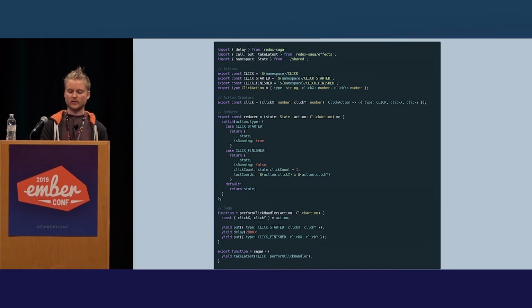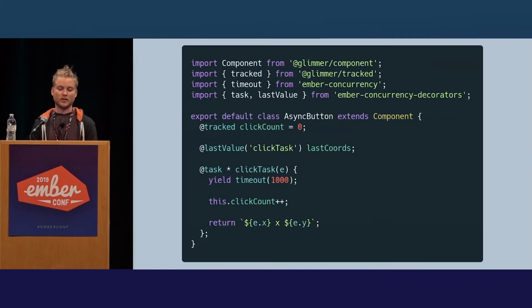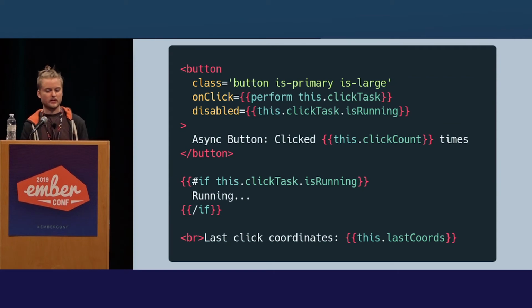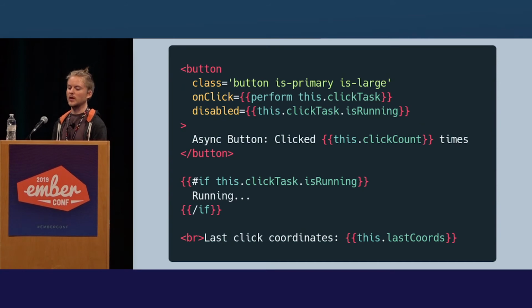So let's take a look at how the same thing is canonically done in Ember. Using Ember concurrency, we can use generator functions, just like in Redux Saga, though here, hopefully a little easier to read, except that we now have a task which encapsulates all of the started, pending, and finished state that really every concurrent task is going to need. And the template here is identical to the React version, except that we're accessing properties directly on an Ember concurrency task rather than accessing from the Redux store.